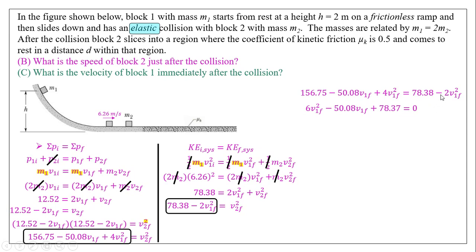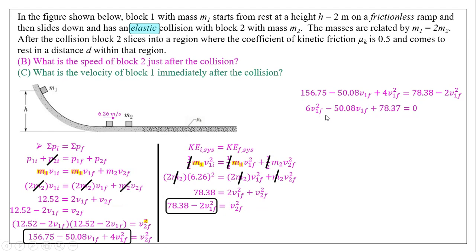And then this right here is negative 2 v1f squared. So when you move this negative term to the left side, it'll become positive. So therefore, I can add it to this 4 v1f squared, right? This is a negative 2 v1f squared, which is combined with this like term here, because this term is a positive 4 v1f squared. So that'll make it 6, and that's where the 6 comes from.